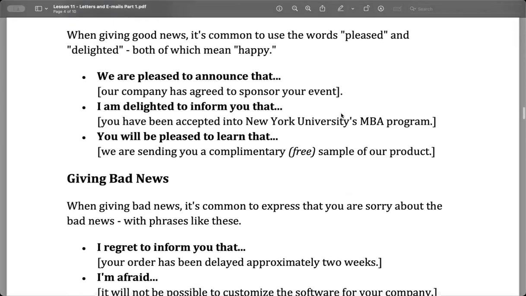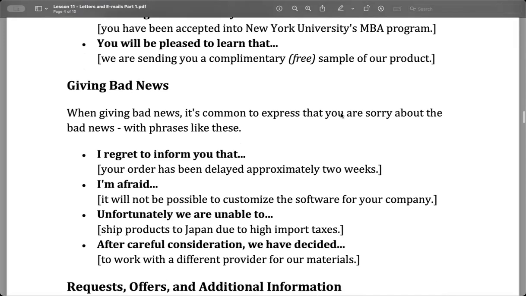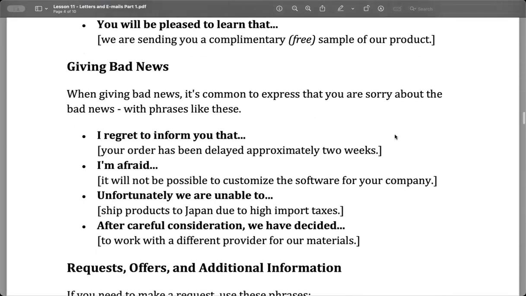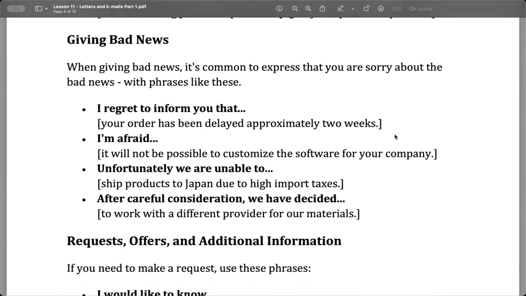Giving bad news. When giving bad news, it's common to express that you are sorry about the bad news with phrases like these. I regret to inform you that your order has been delayed approximately 2 weeks. I'm afraid it will not be possible to customize the software for your company. Unfortunately, we are unable to ship products to Japan due to high import taxes. After careful consideration, we have decided to work with a different provider for our materials.